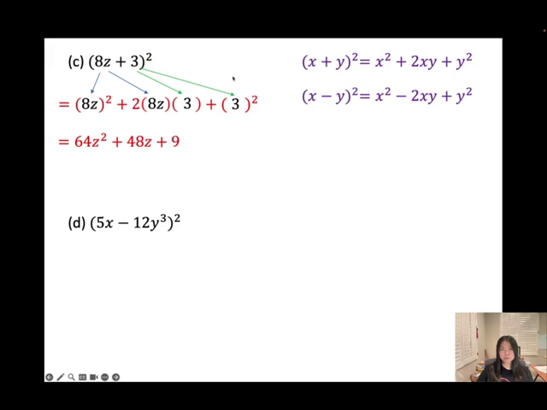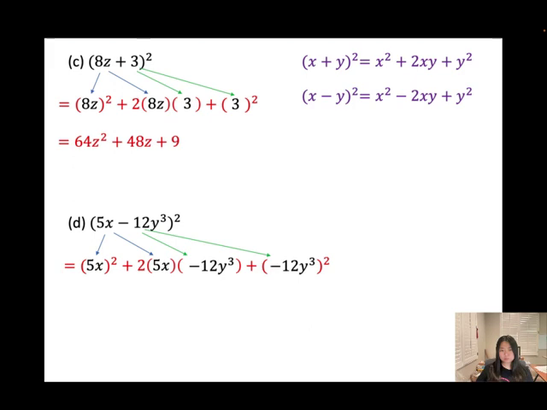Okay, D, you're going to use the second formula. Actually, they're exactly the same thing. It's just like when you have a plus here, this is minus, then this is gonna be plus, this is gonna be minus. Okay, right? So do the same thing. Okay, calculate.